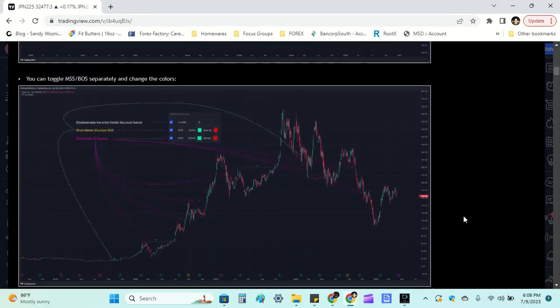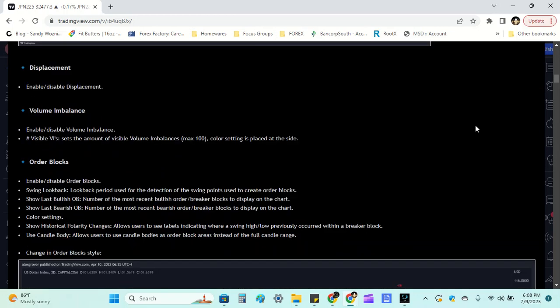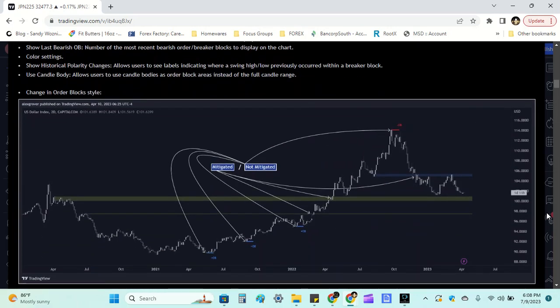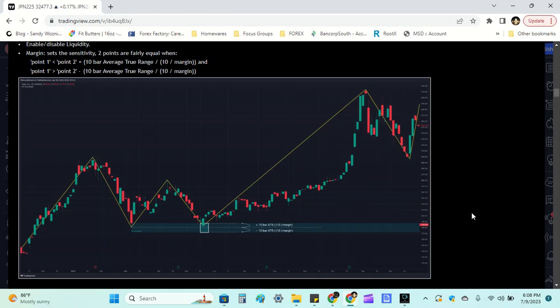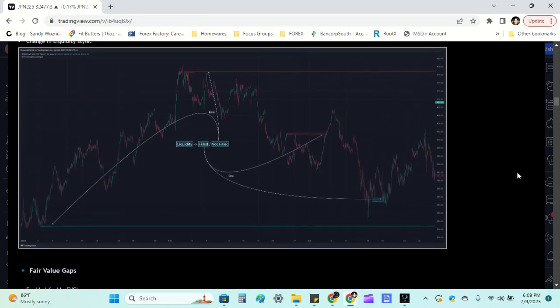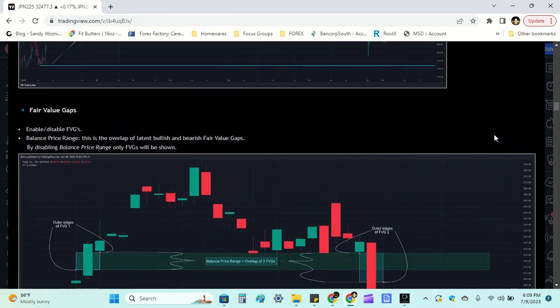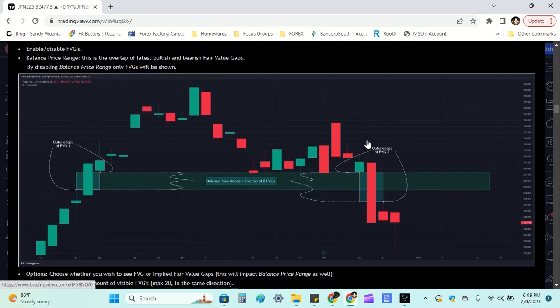You can toggle MSS, market structure shift, and BOS, break of structure, separately and change the colors. And there are some settings as well for displacement, volume imbalance, and the order blocks, and that is shown here, mitigated, not mitigated. And then also settings for liquidity and how that's exemplified here. Change in liquidity style. And they also feature fair value gap or FVG settings. So you can see how that fits in here.